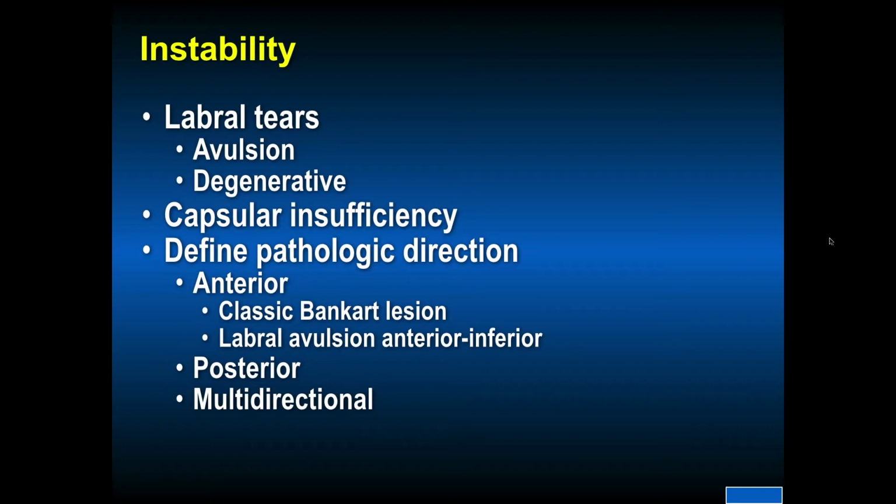When we think about the exam, we want to define the pathologic direction. Anterior is the classic Bankart lesion, labral avulsion, anterior inferior quadrant. Shoulder can also come out the back. The tissue isn't quite as good there, and hence on the MRI scan we might not see that classic labral detachment. You can also have a multi-directional instability where the shoulder goes any which way but loose, and the labrum may indeed be normal.